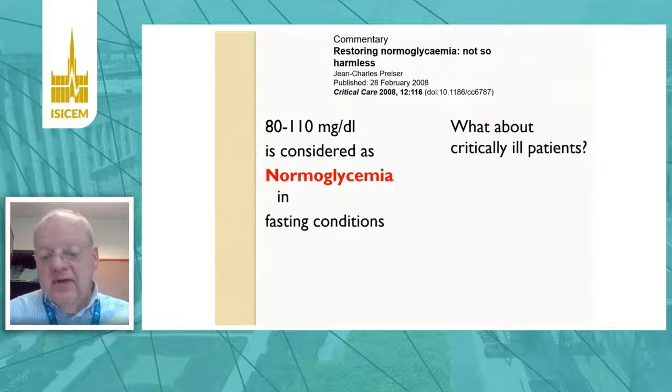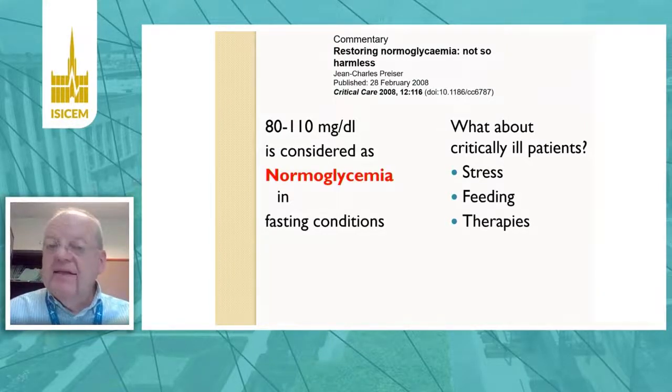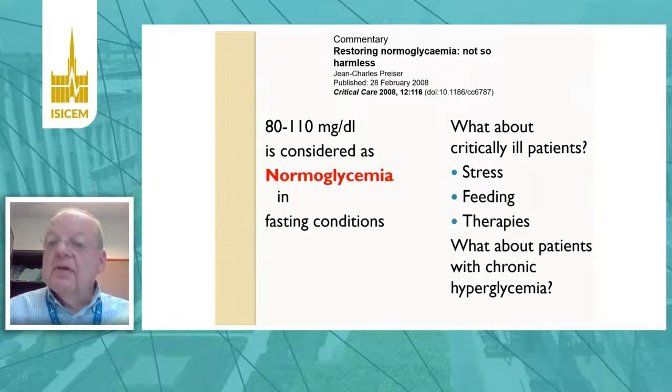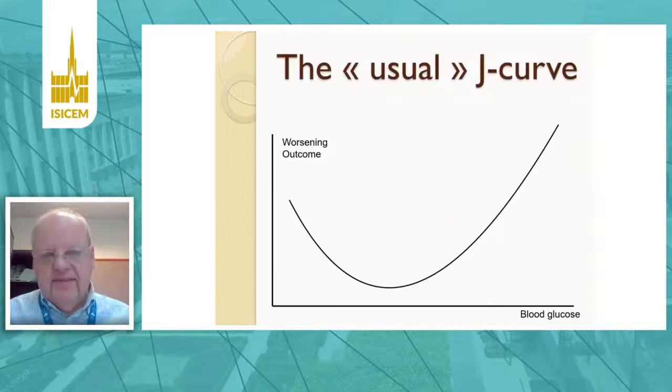What about critically ill patients? These patients are under metabolic stress. They are fed and not fasting, hopefully, and they get some treatments that can by themselves increase blood glucose. And what about critically ill patients with chronic hyperglycemia, or patients with type 1 or type 2 diabetes?